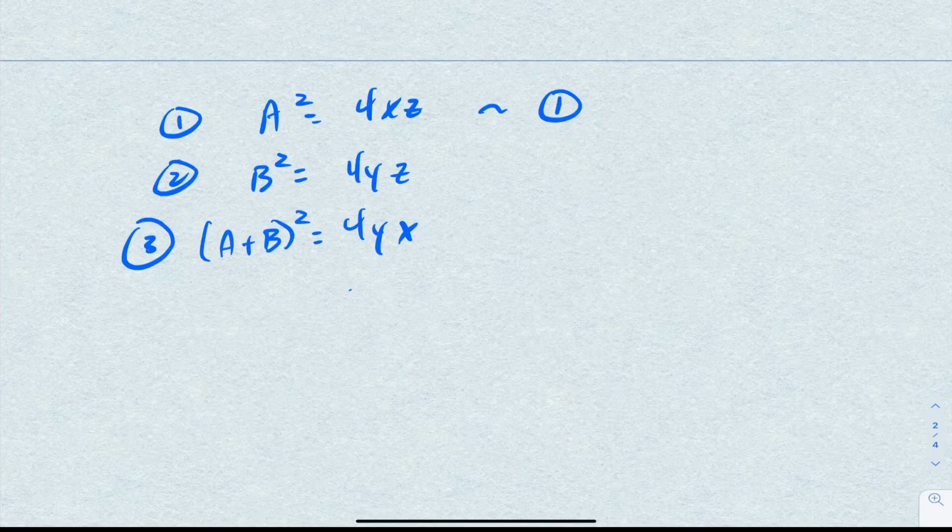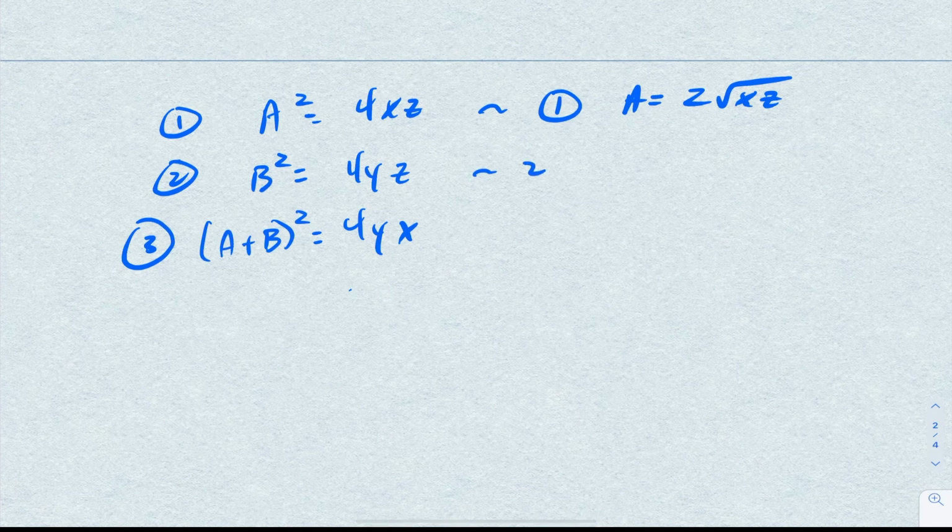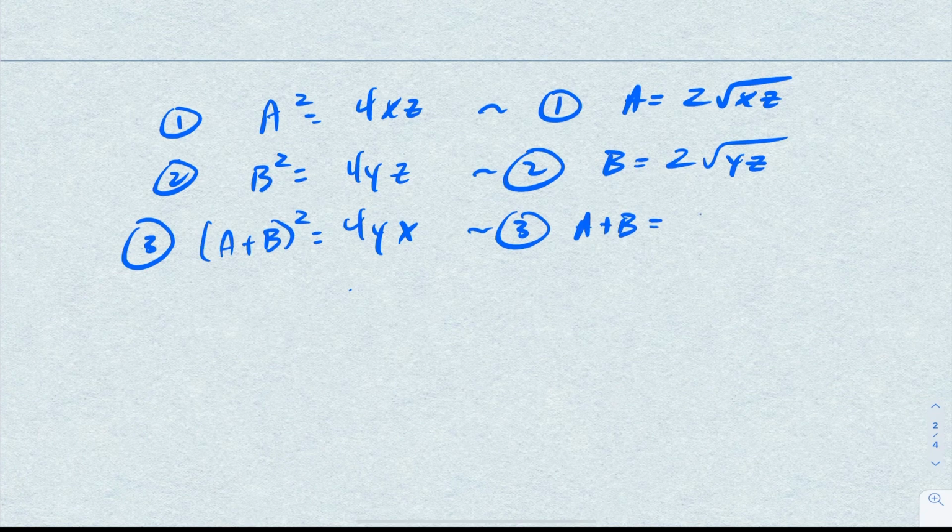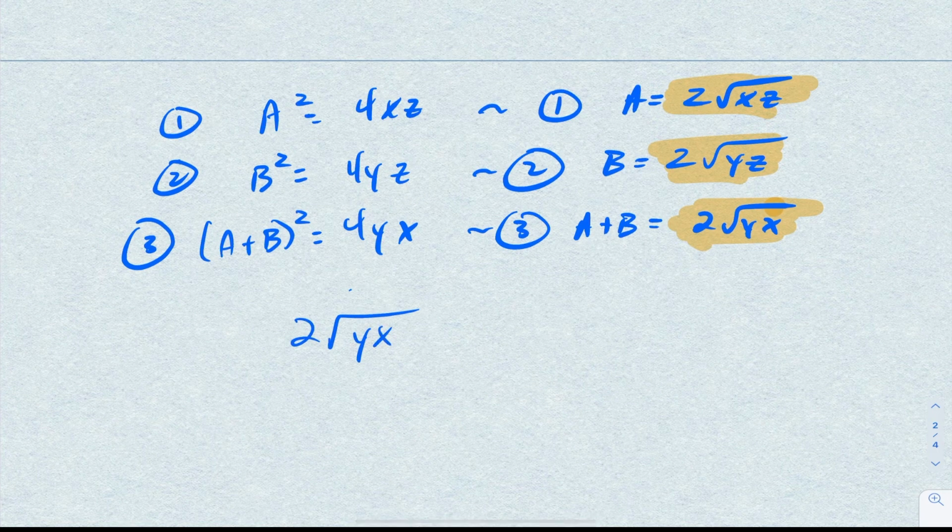So now I want to write these in terms of a, b, and a plus b. So a is going to equal 2 times the root of xz, taking the square root of both sides. Likewise b is going to equal 2 times the root of yz. And lastly, the sum, in this case a plus b, is going to be equal to 2 times the root of xy. So what does that mean? When I sum the two a and b values, I get 2 times the root of xy, but that has to equal 2 times the root of yz plus 2 times the root of xz. So now we have our relationship: a plus b has to equal 2 times the root of yz plus 2 times the root of xz.